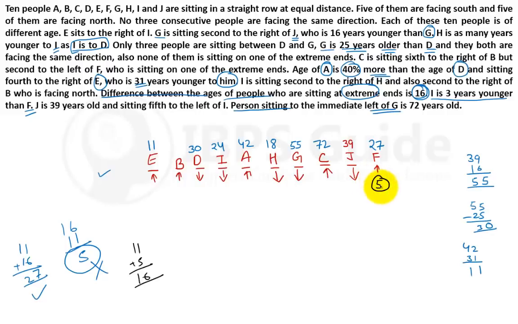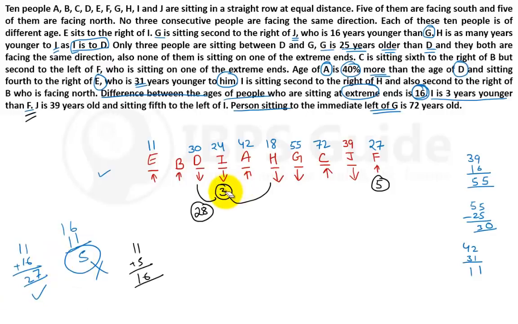But carry this information forward and see what you get. I is 3 years younger than F, so when F's age is 5, I's age will be 5 minus 2, that is 3 years. Now how much younger is H than I? 28 years. Clear? Sorry, I is 3 years younger, so 5 minus 3, that is 2. It's my mistake, but don't worry.